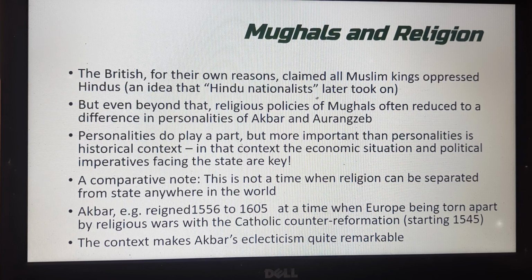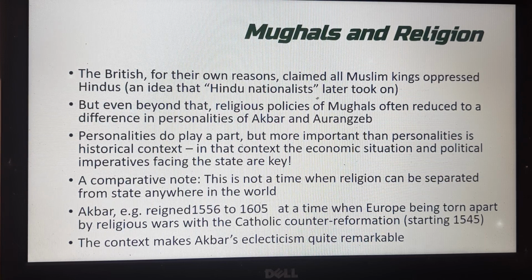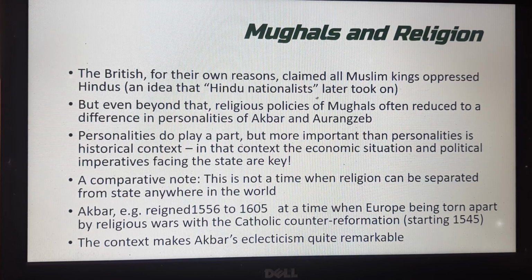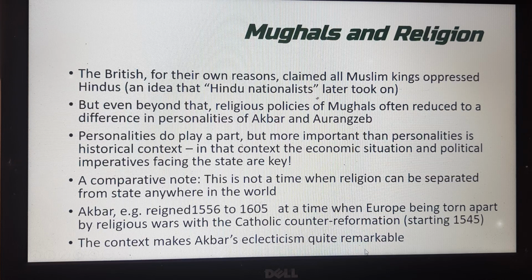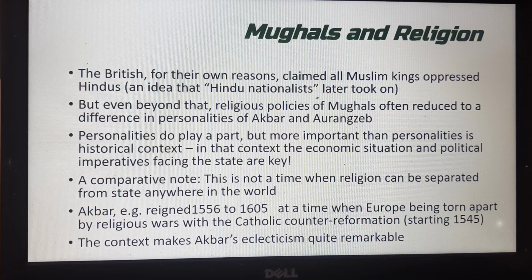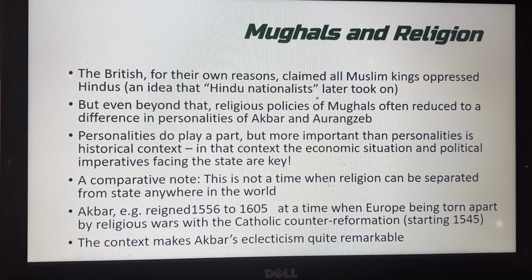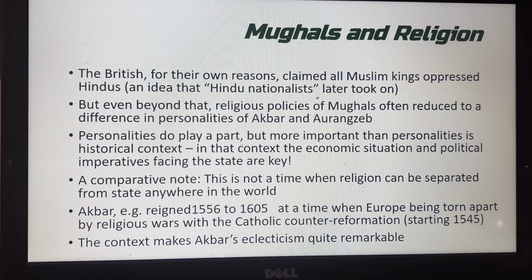In that context, the economic situation and political imperatives facing the state are key. So what was the economic situation and what were the political imperatives at that time, which led to the religion and its prosperity? A comparative note: this is not a time when religion can be separated from the state anywhere in the world. All over the world, there was something going on related to religion, because most of the countries of the world were focusing on religion and knowledge in all fields.